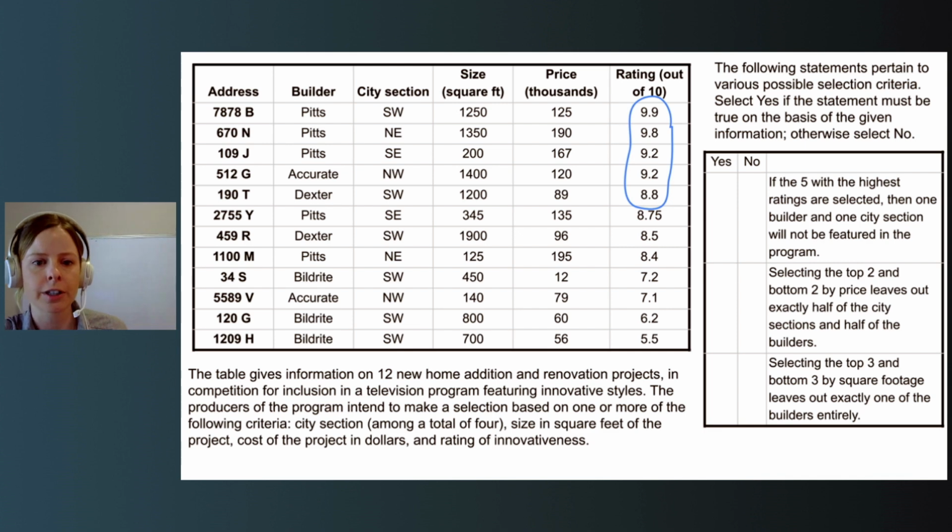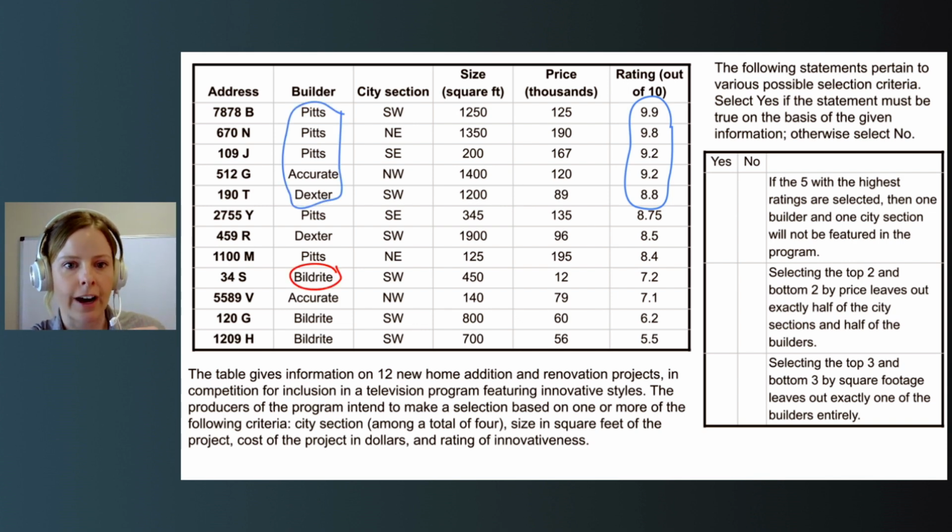So let's start with the builders. First thing I'm going to do is just see how many builders we have overall. So it looks like we've got Pitts, Accurate, Dexter, and BuildRight. So we've got 4 total builders, and we are just trying to see within these first 5 rows, are 3 of them in and then 1 of them out. So let's check it out. Sure enough, we've got Pitts, Accurate, and Dexter in those first 5, and BuildRight is sadly left out.